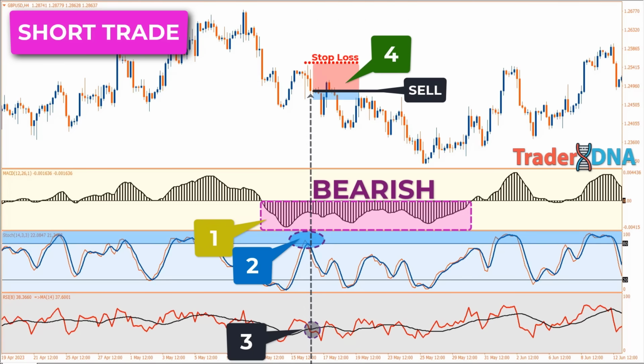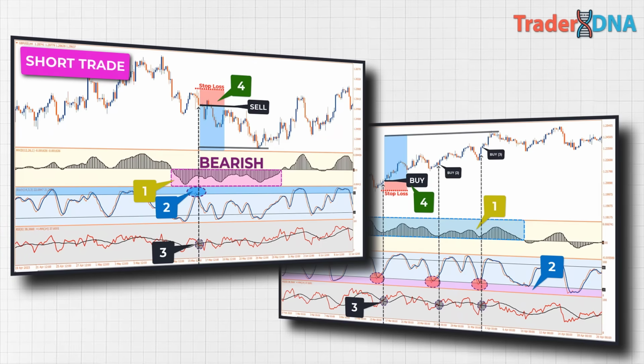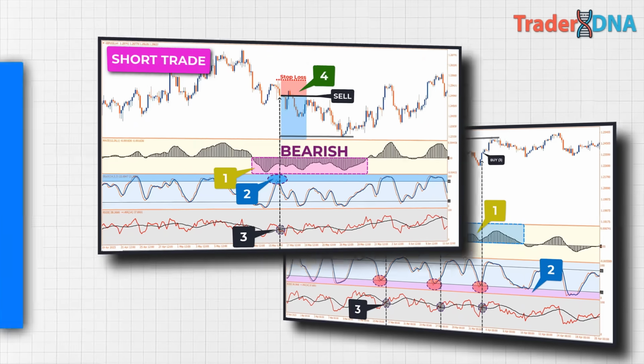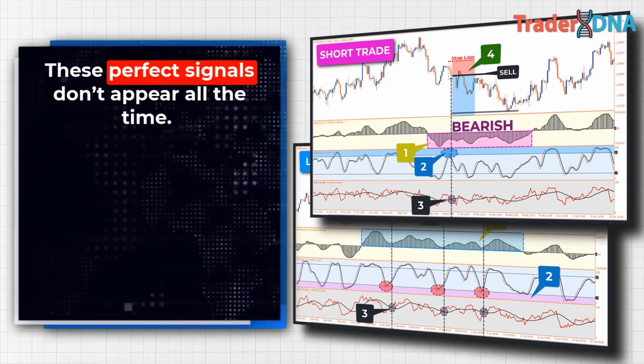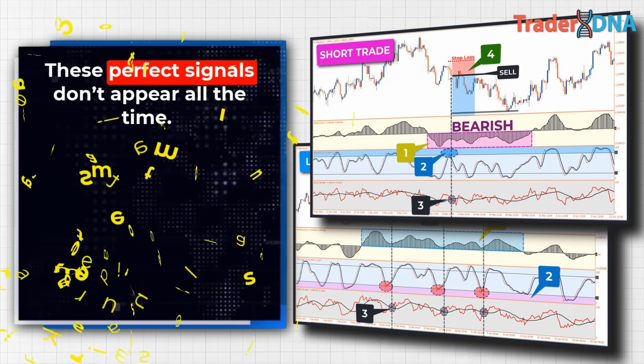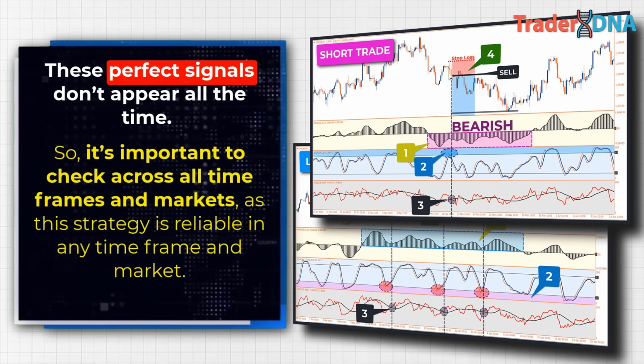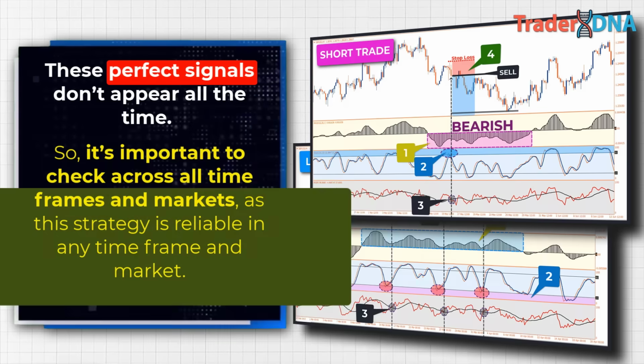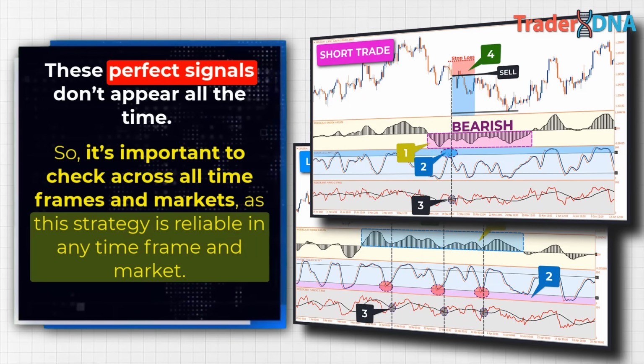As you can see here, after opening a sell position, the price dropped steadily, following the bearish trend indicated by the MACD histogram. This demonstrates how the triple threat trading strategy consistently provides accurate trading signals, often delivering significant profits with minimal stop-loss risk. However, these perfect signals don't appear all the time. So, it's important to check across all time frames and markets, as this strategy is reliable in any time frame and market. This is a very powerful and reliable trading strategy.